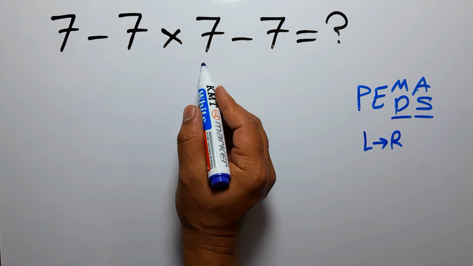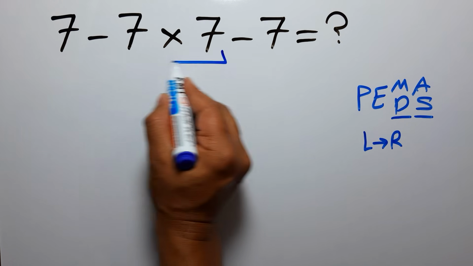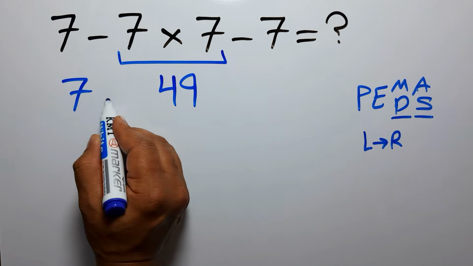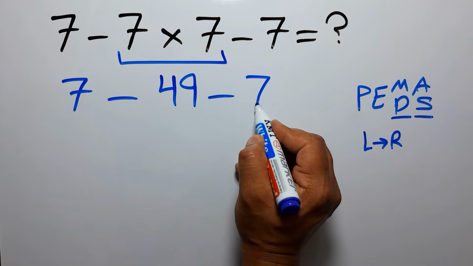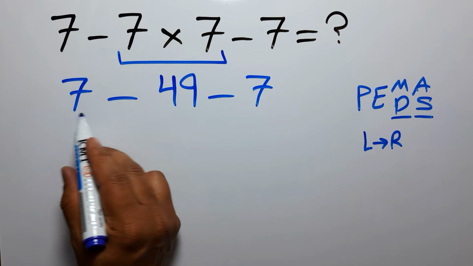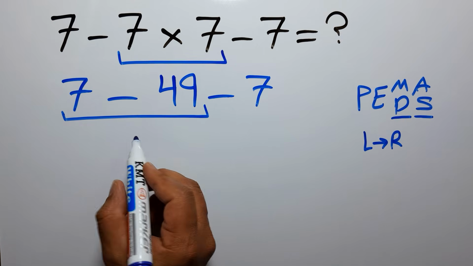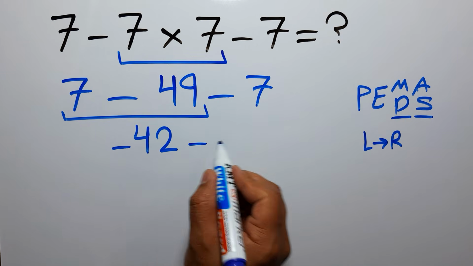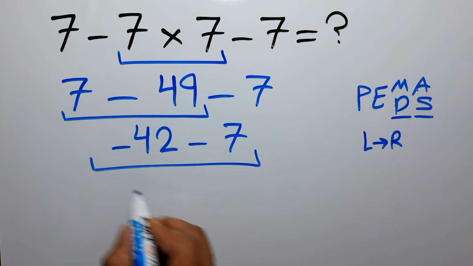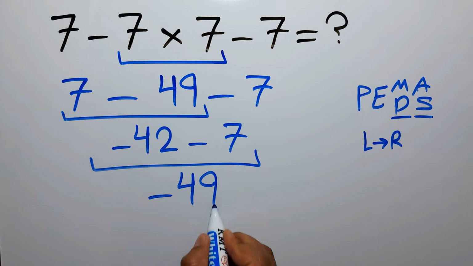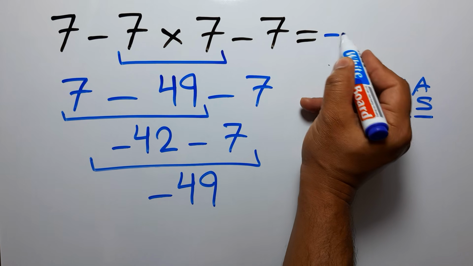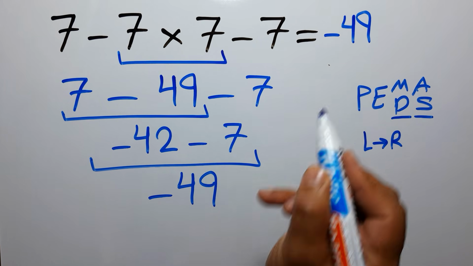So first we have to do this multiplication. 7 times 7 equals 49. So we have 7 minus 49 minus 7. Now we have to do this subtraction. 7 minus 49 gives us negative 42. So we have negative 42 minus 7, which equals negative 49. And this is our final answer to this problem. The correct answer is negative 49.